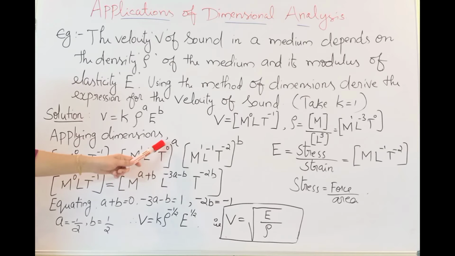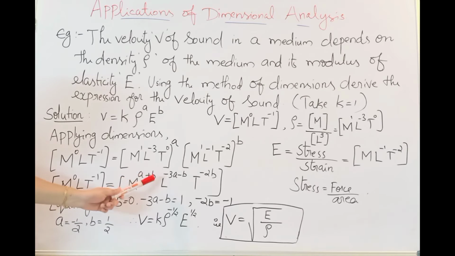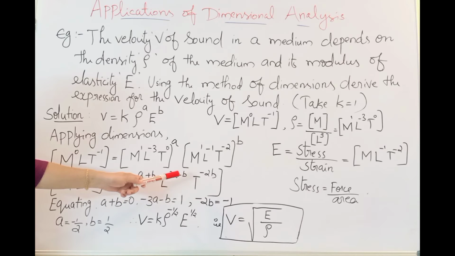T here there is 0. So nothing will come from this side. And what about the last t? T raised to minus 2b. So that we can write down. So the equation will be m0 L t raised to minus 1 that is equal to m raised to a plus b into L raised to minus 3a minus b t raised to minus 2b. Okay. Now what we can do?